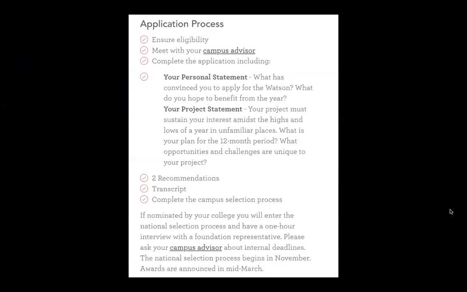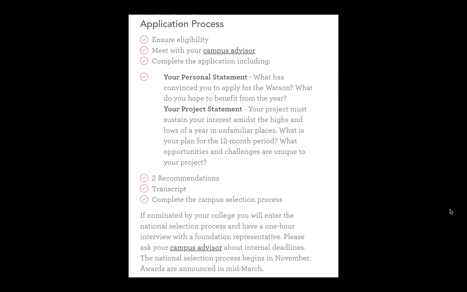Okay? So, on that Watson Foundation page, you will find a webinar that you should watch. You will also find, now this repeats a little bit what we've already seen on the Colby website, but what is the application process? I am your campus advisor, so we're already kind of meeting. Here you have a little bit of details on what the personal statement is about, and also what your project statement should be about.